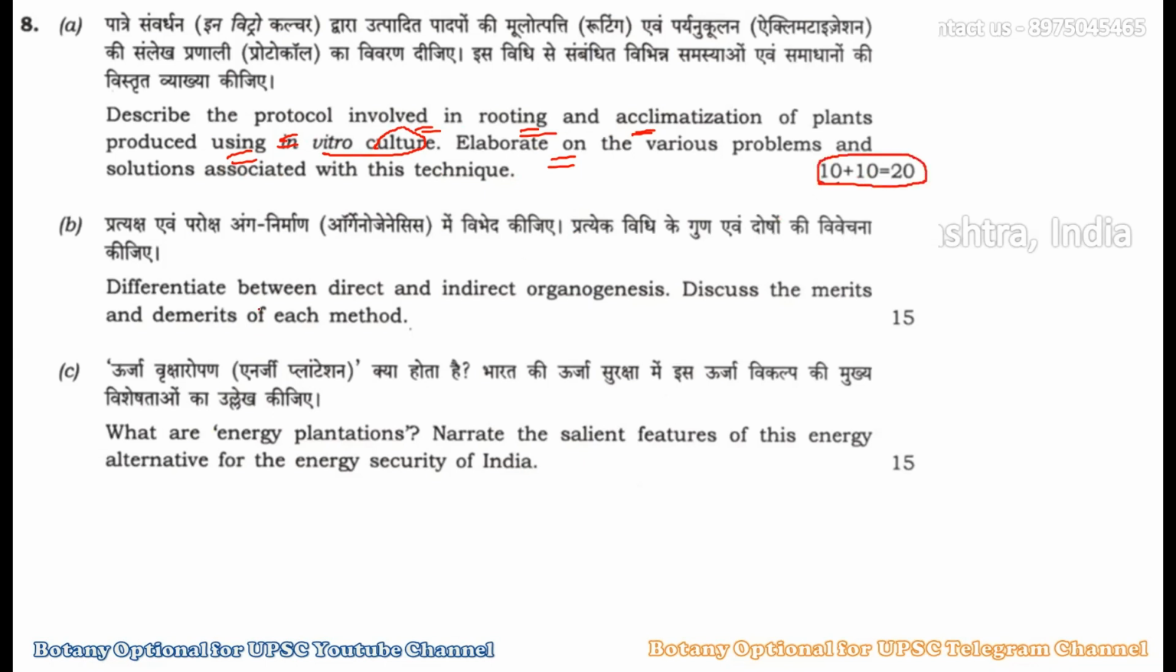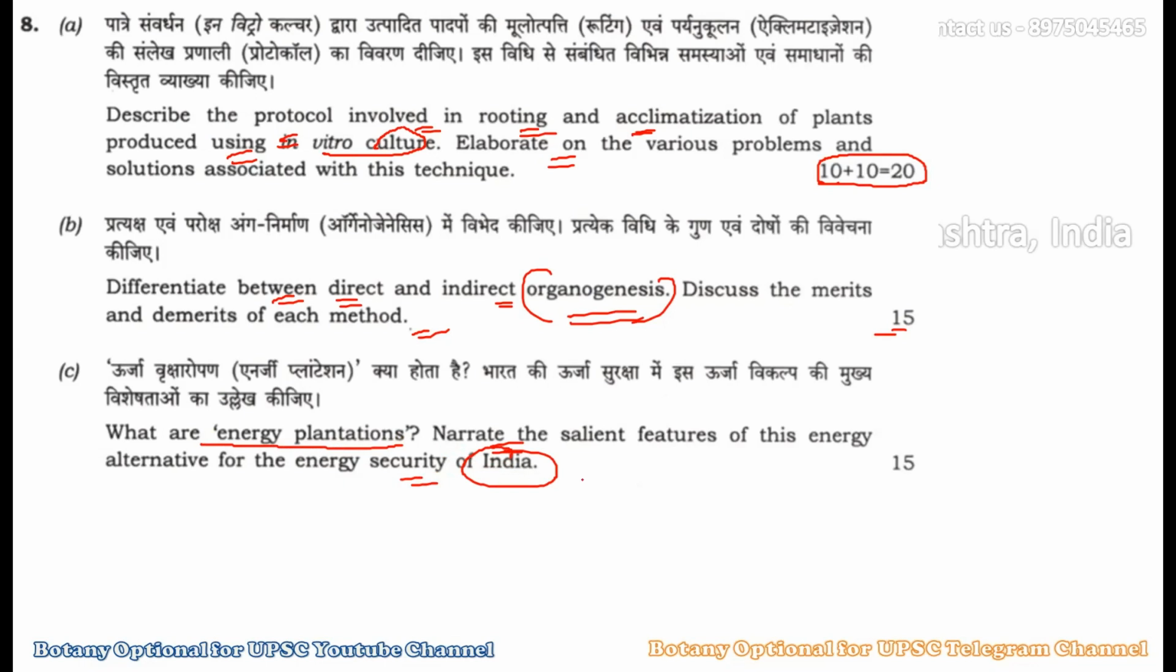Then in the second sub question, you have to differentiate between direct and indirect organogenesis. That is, you explain both types of organogenesis, direct organogenesis and indirect organogenesis. Now you have to discuss the merits and demerits of each method. You will get the 15 marks for this. Now in the third sub question, finally we have the energy plantation. What do you mean by energy plantation? And then you have to narrate the salient features of alternative energy security in India, right? For writing this answer, you will get the 15 marks.